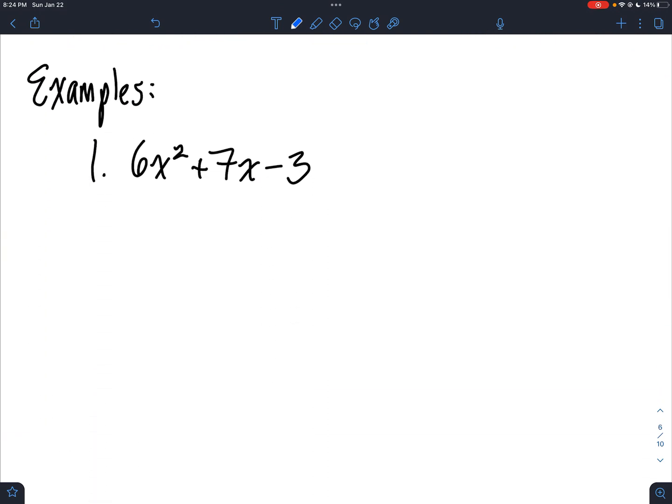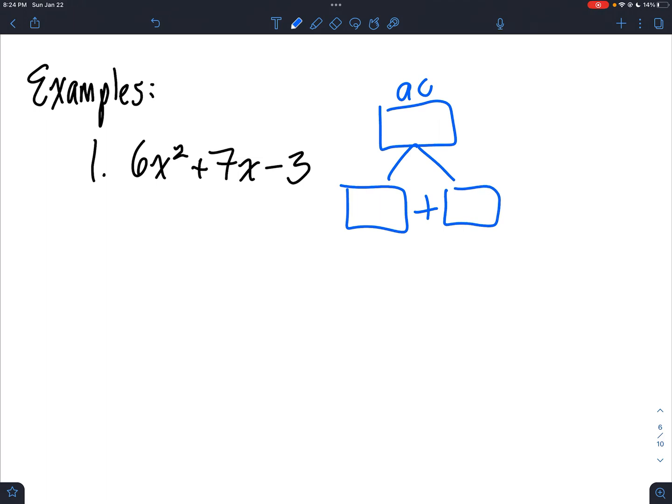Let's take a look at more examples. You can't watch this video and know how to do AC method. You got to practice it a lot. So AC. So I always draw my little template for myself, which isn't too hard to draw. And then this has to equal B. So A times C is negative 18.